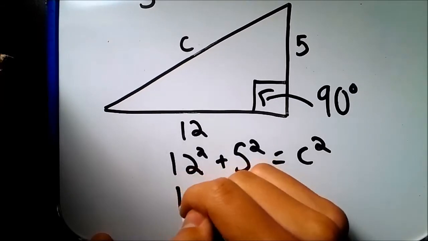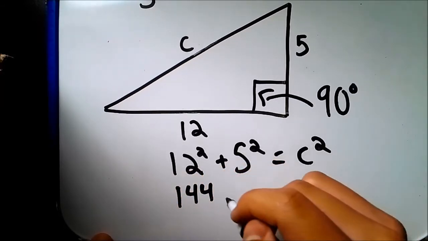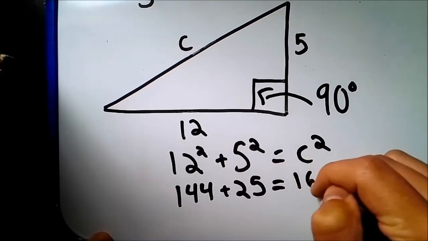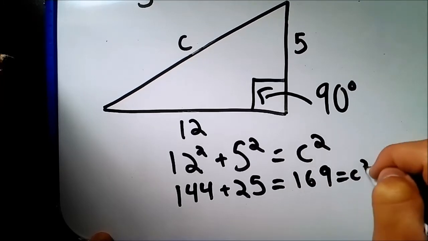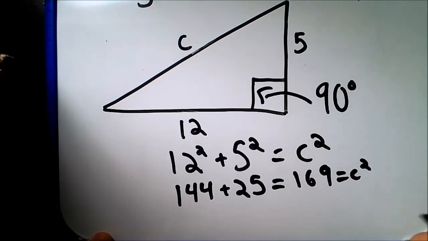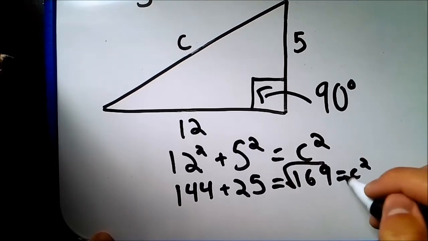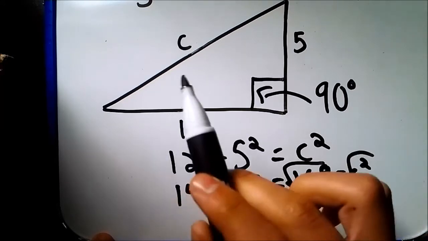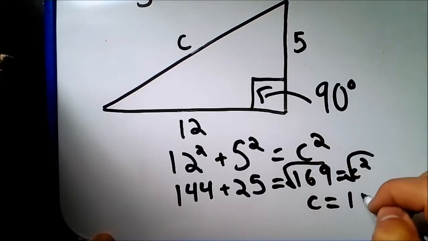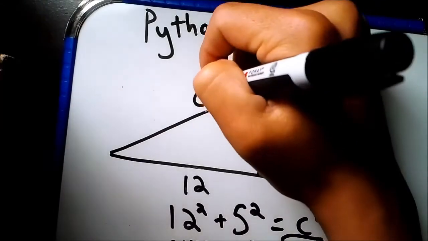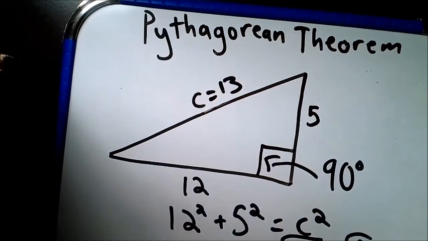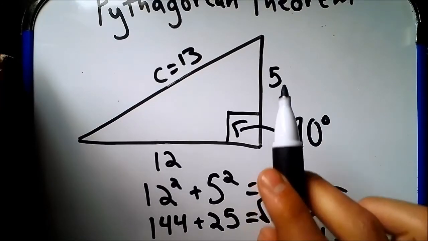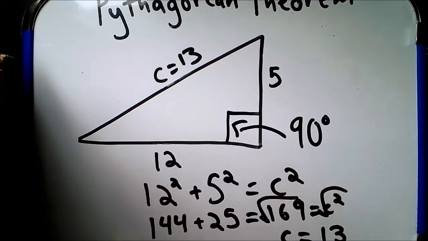So let's see, 12 squared is 144 plus 5 squared is 25. Now that should be equal to 169, which is equal to C squared. So now all we have to do to find C is take the square root of both sides. So now we get C is equal to, well, you could say plus or minus 13, but since the distance can't be negative, we're going to just say C is equal to 13. So that is one of the main triangles we have here. If you're in geometry or something, you can see 5, 12, and 13 is one of the common triangles.